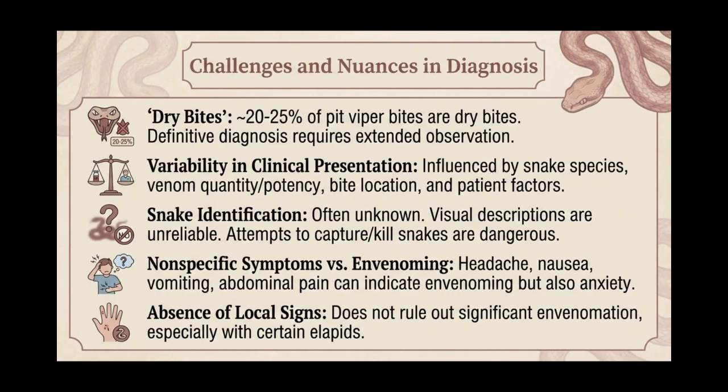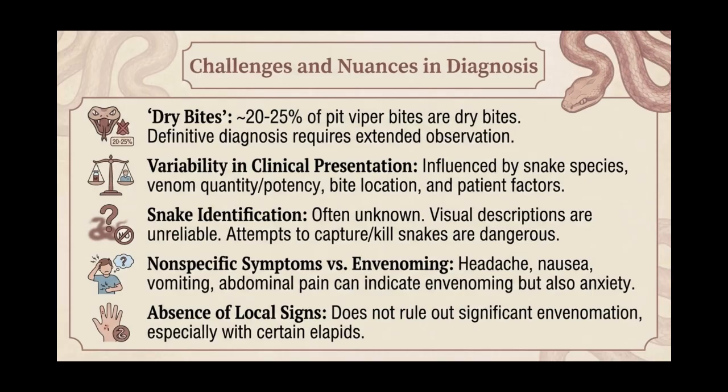Diagnosing snake bites presents several challenges and nuances. One common issue is the occurrence of dry bites, where no venom is injected during the bite. Approximately 20 to 25% of pit viper bites fall into this category. Determining whether a bite was dry or venomous is difficult without extended observation, as symptoms of envenomation can be delayed.